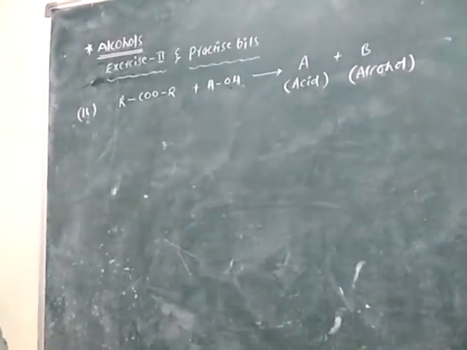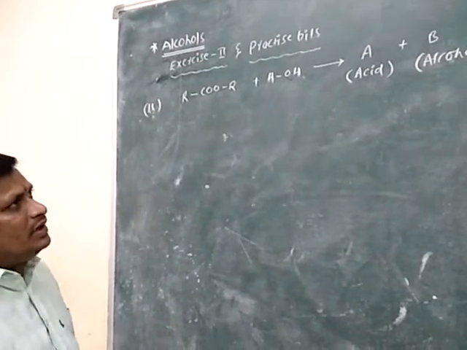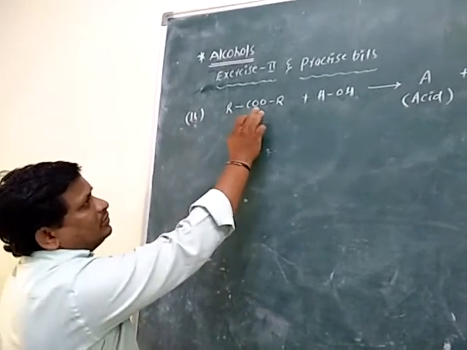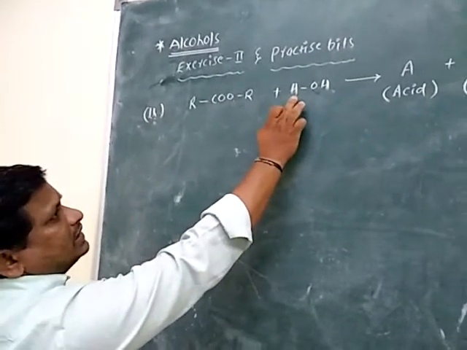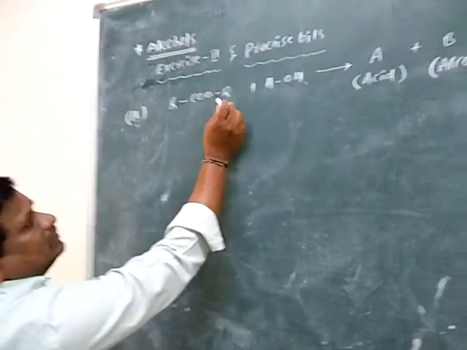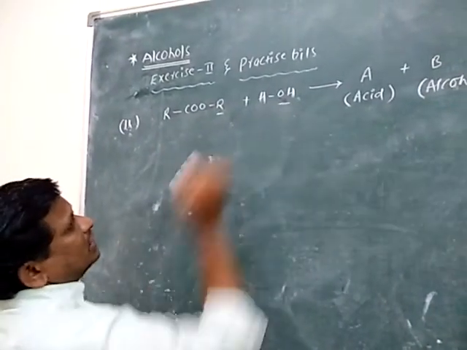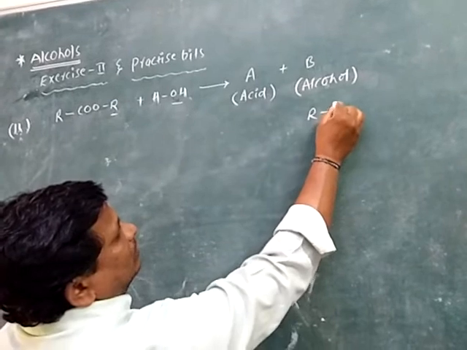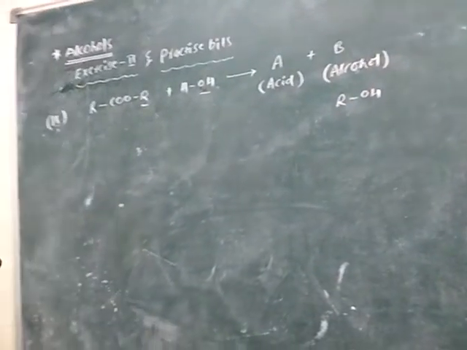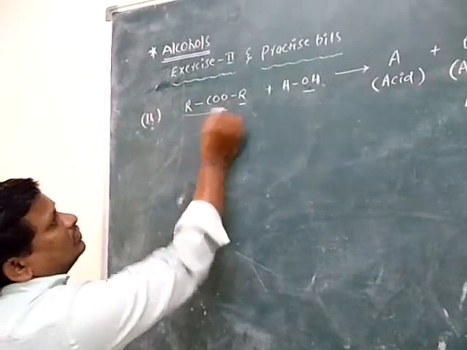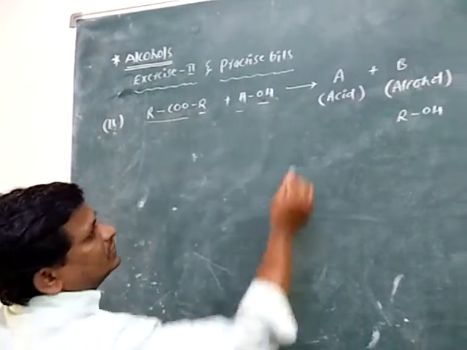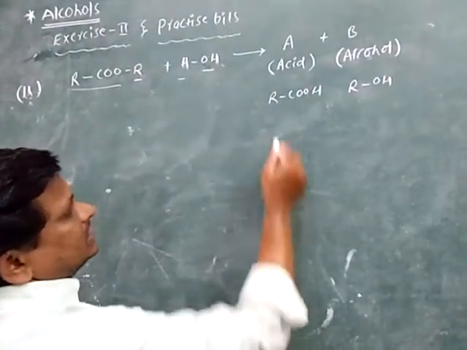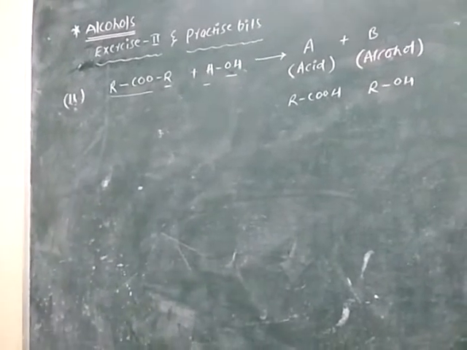What are the IUPAC names of the corresponding acid and alcohol? So now, RCOOR plus HOH. Then R combines with OH, so the obtained compound B is ROH. Then RCOO combines with H, so it gives RCOOH, the carboxylic acid, and the alcohol.